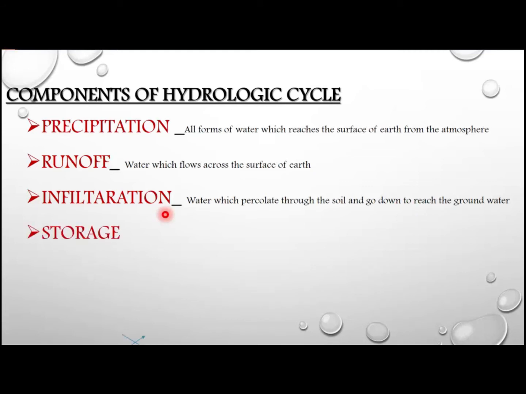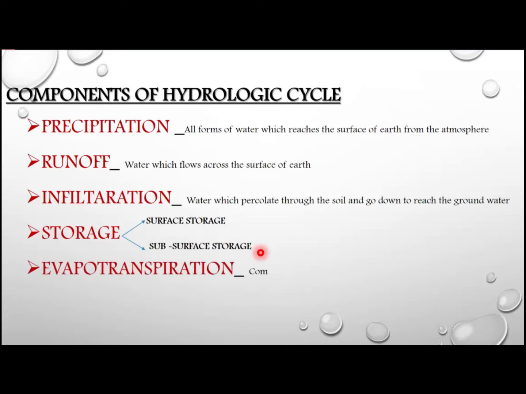Next is storage. So the precipitated water gets stored on the surface of earth or under the surface of earth. So it can be subsurface storage or surface storage. Surface storage can be in form of lake, ponds, river, like that, and subsurface storage means water that is collected in the form of groundwater.